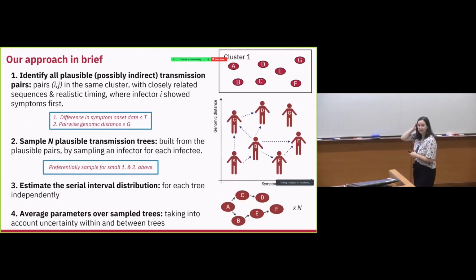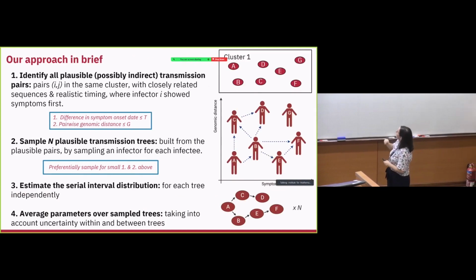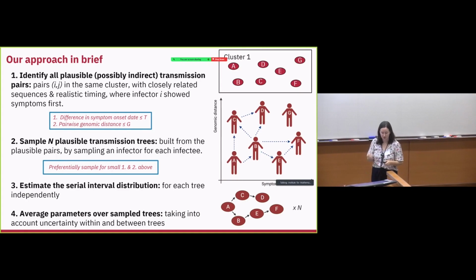So our approach in brief, hopefully this is as much detail as I can fit in the time. First, we go ahead and do what I just described: identify all plausible, possibly indirect transmission pairs in my cluster who have closely related sequences. For this, we use a simple genomic distance measure. I say it has to be below some threshold G, which would be informed by my knowledge of the mutation rate of the pathogen in question.